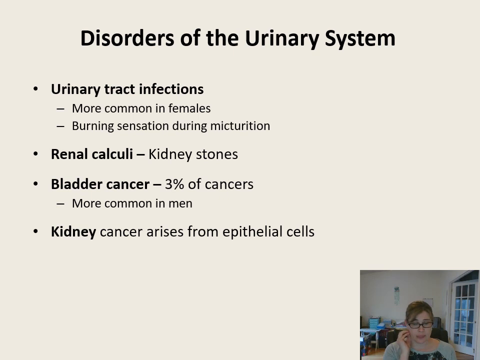And yeah, so kidney cancer arises from epithelial cells. It's all connected very intricately. So really you can have an issue with your whole excretory system, your whole urinary system. If you have an issue in one, it can spread to other sections.